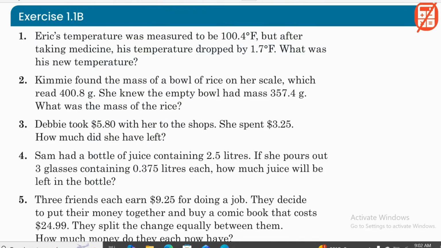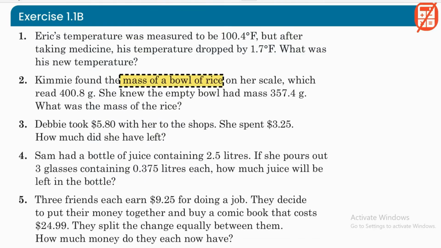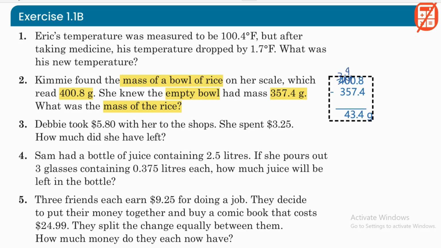In any statement question, note down what is given in the question. I'm just highlighting what is given: the mass of a bowl of rice, which is 400.8 grams, and the mass of the empty bowl, which is 357.4 grams. What is asked? The mass of the rice. Simple subtraction. See how it is done. And we get the answer 43.4 grams.